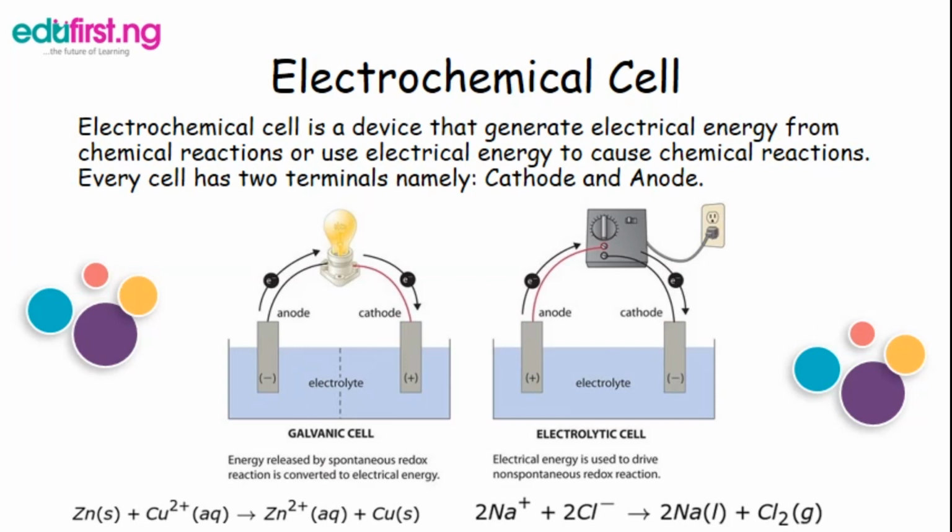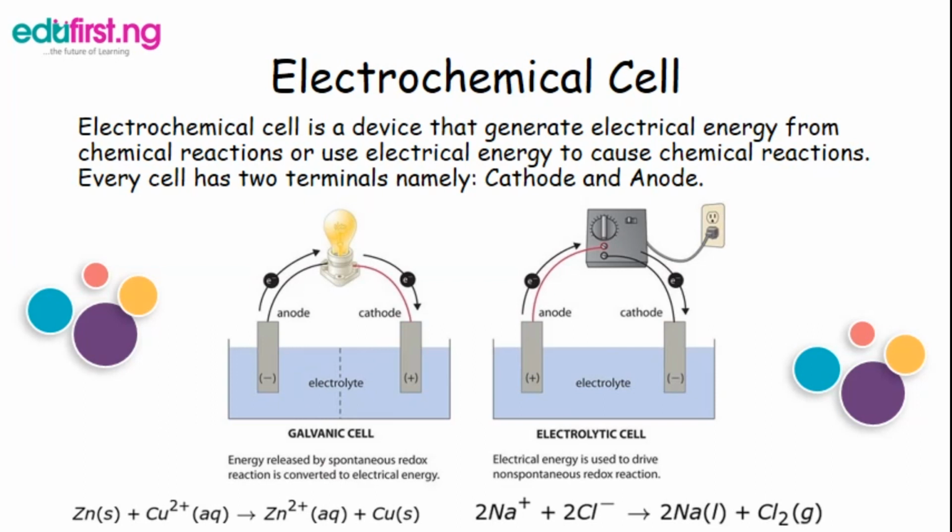A galvanic cell is used to generate electrical energy from chemical reaction, while an electrolytic cell is used to cause chemical reactions by electrical energy. Now, this reaction can be represented with an equation as shown.